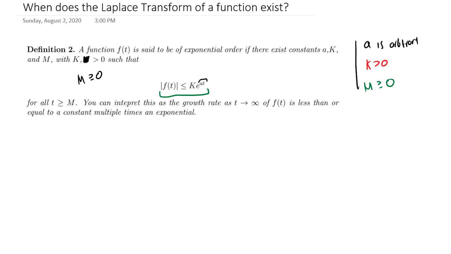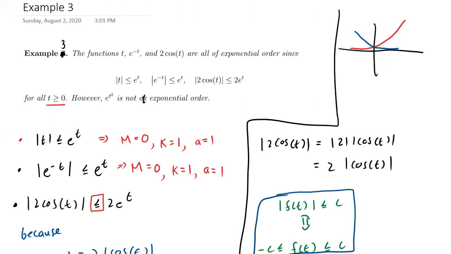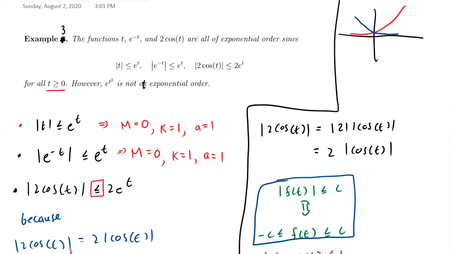In practice, we have this inequality. So in order to verify that a function is of exponential order, we have to find constants k, a, and m that satisfy this inequality. We did examples of that. In some examples, I just gave you the inequalities, and you can identify what m, k, and a are in each case.